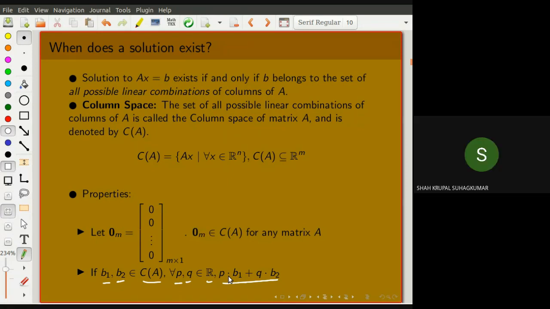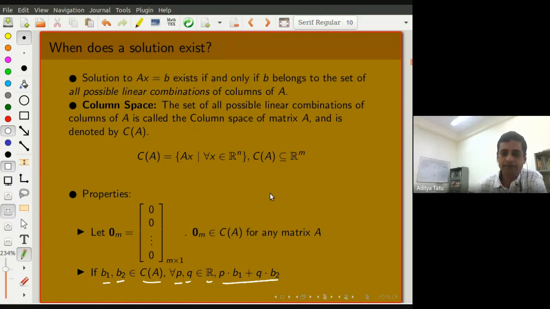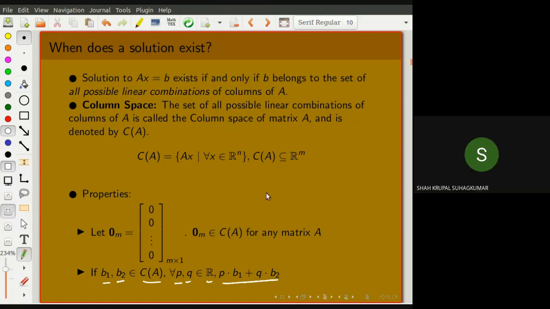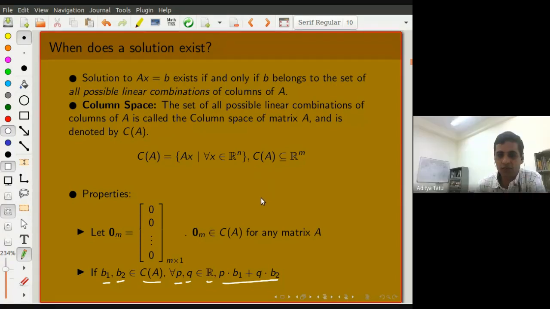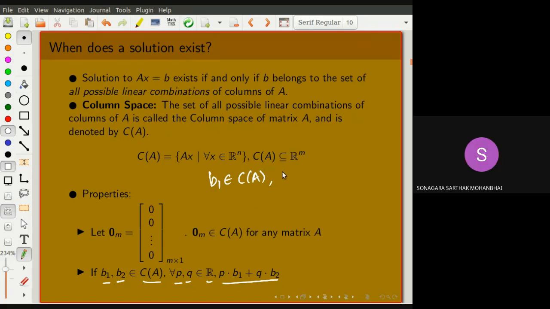So it will also lie in our space. Why? Because we are taking a linear combination of elements inside it. Still, can you prove it? So if b1 belongs to the column space of A, what can we say? What does it mean? b1 equals A x1.